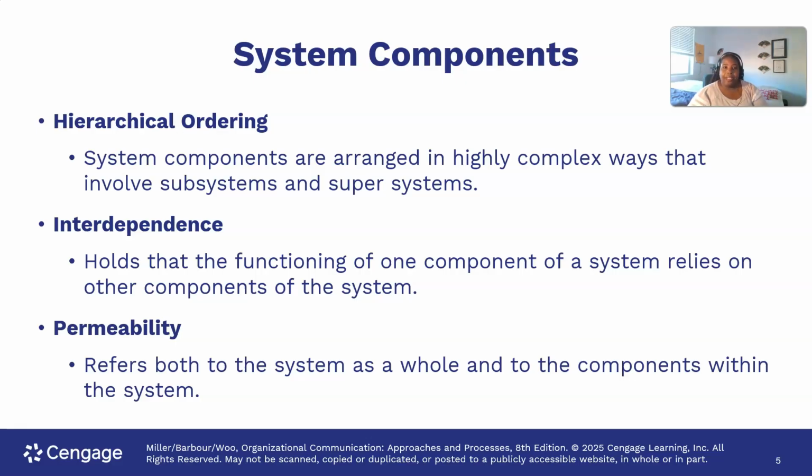Hierarchical ordering. So this is arranged by highly complex subsystems and super subsystems. So the book describes it as think of your nervous system as being your brain and nerves, and your circulatory system, meaning your heart, veins, arteries, the respiratory system. So these are really large systems that are comprised of smaller subsystems.